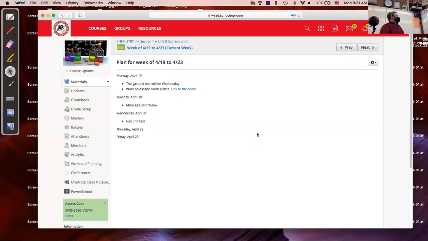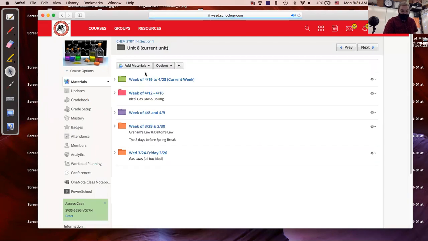All right. So today and tomorrow we'll review some stuff about gas laws because you know pretty much everything there is to know about gases, and we'll have a test on this whole gas law unit on Wednesday. So all the materials for this unit are in unit 8.